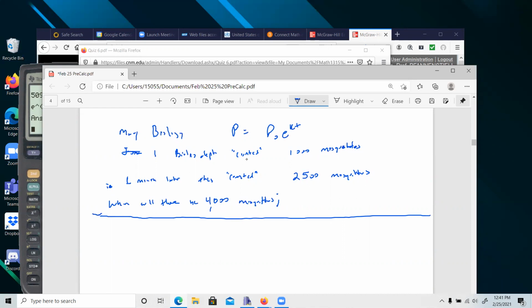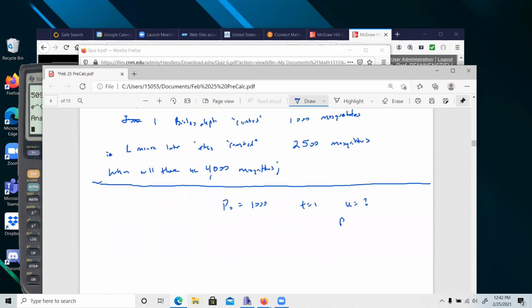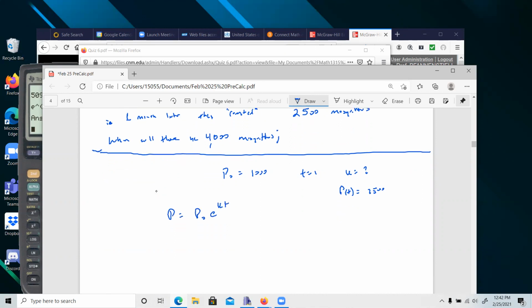Well, all right, so what we're going to do is use our formula here. We're going to say our P sub 0 was 1,000. And then 1 month later, so I'm giving you a time frame, T is equal to 1. We don't know what the growth rate k is. But 1 month later, we know that P of T, the left-hand side, is 2,500. So let's set this up. We have P equals P0 e to the kt. So we have 2,500 equals 1,000 times e to the k, which I don't know, times 1 month.